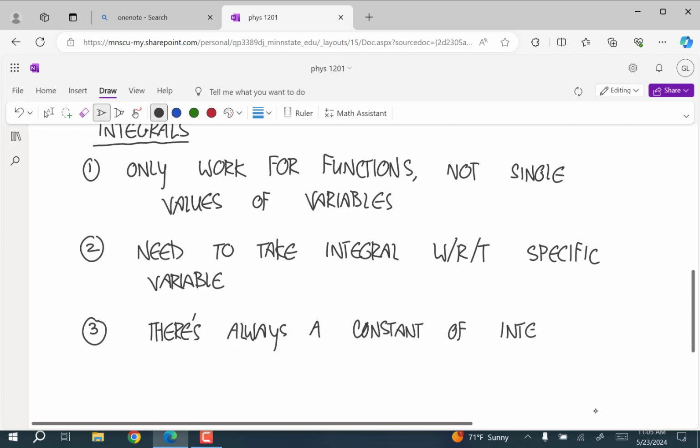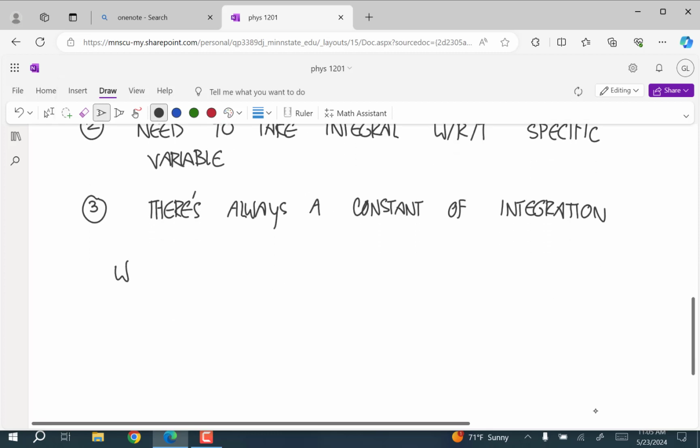And this is no small thing. This is something that we're going to have to deal with all the time. So first I want to explain why this is. Where does the constant of integration come from?